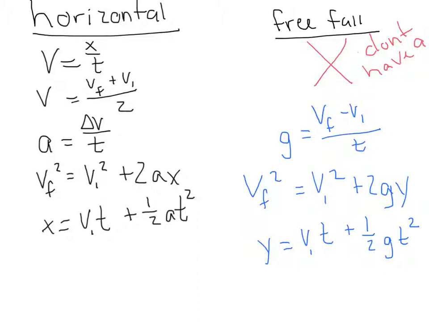So again, we cannot use the first two equations for free fall motion because they don't include acceleration. And on the bottom, these equations on the right mean the same thing as the ones on the left. We're just being more specific to the situation that we're looking at.